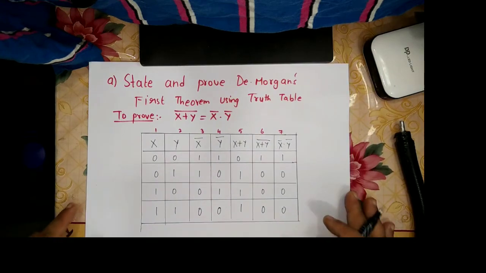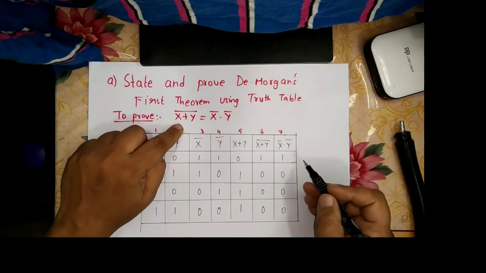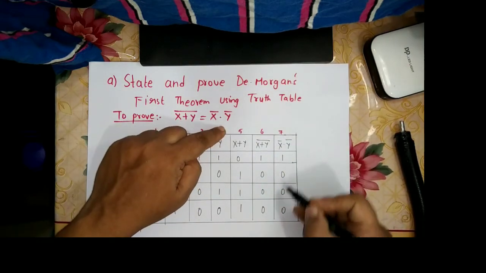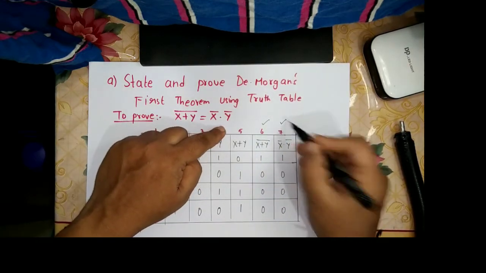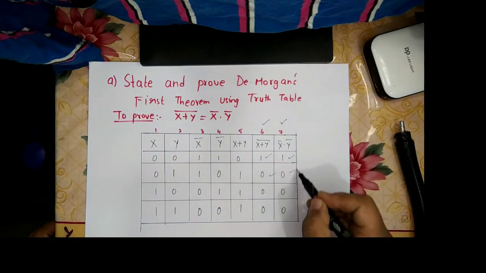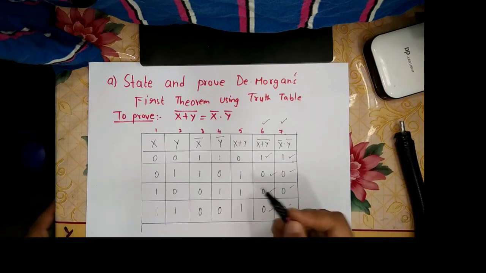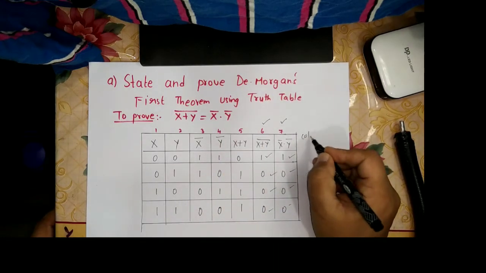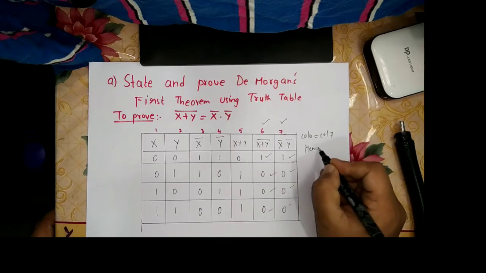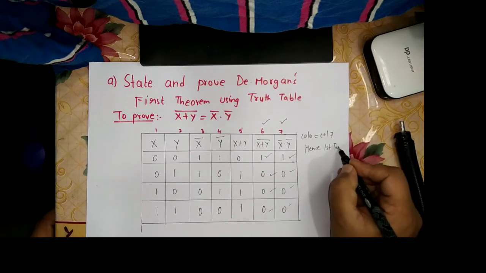So if you see this particular table, we need x plus y complement. We have written this, and we have written x complement and y complement. If you see these two columns, both these values are similar. So you can say column 6 is equal to column 7, hence the first theorem is proved.